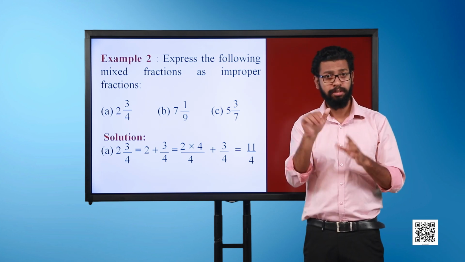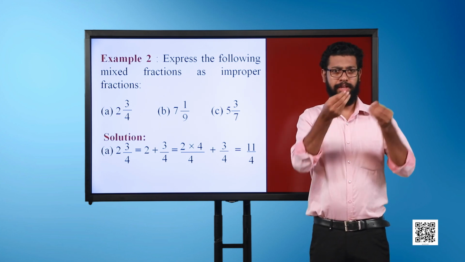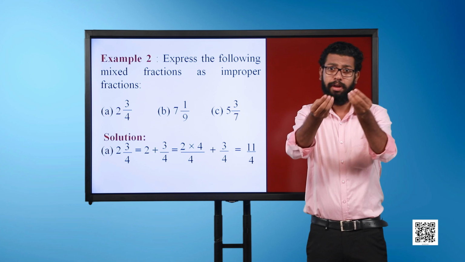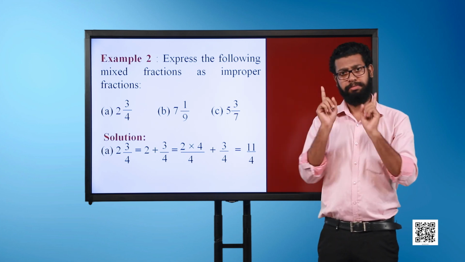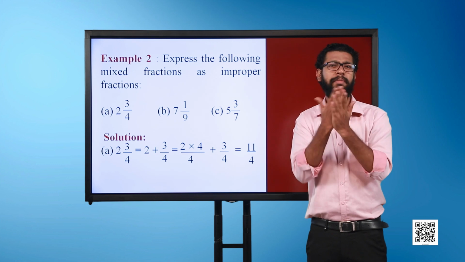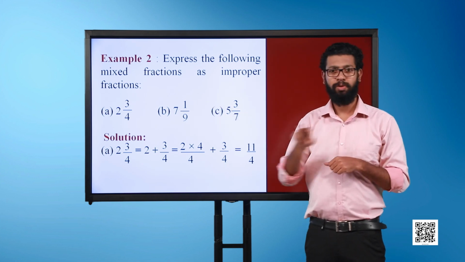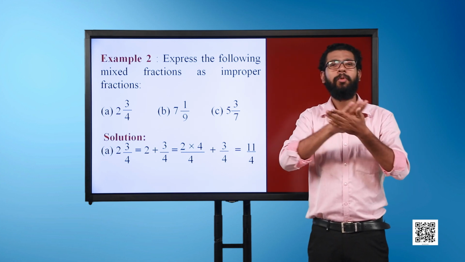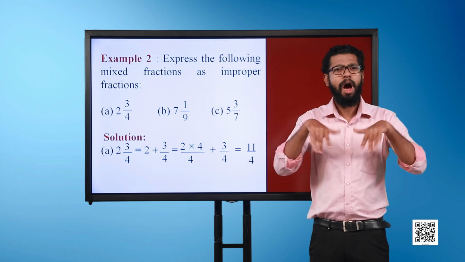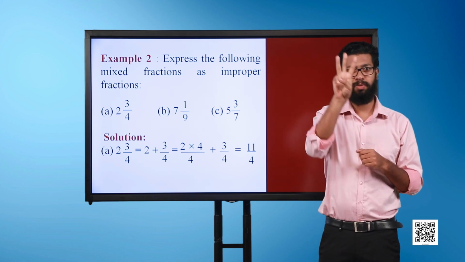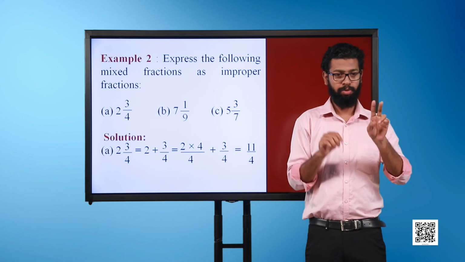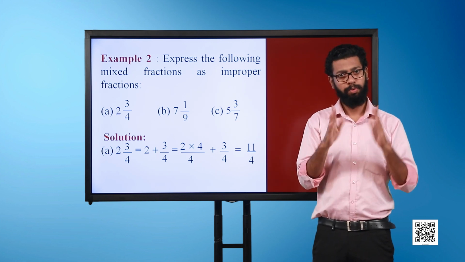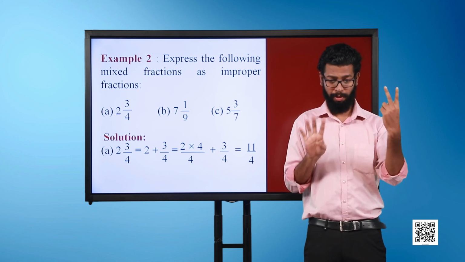Example 2. Express the following mixed fractions as improper fractions. A. 2¾, B. 7⅑, C. 5³⁄₇. Solution. A. 2¾ is equal to 2 plus 3/4, equal to 2 multiplied by 4 divided by 4 plus 3/4, equal to 11/4.